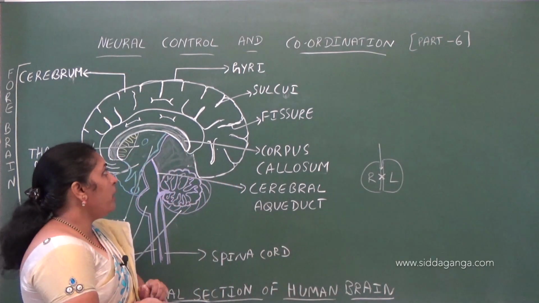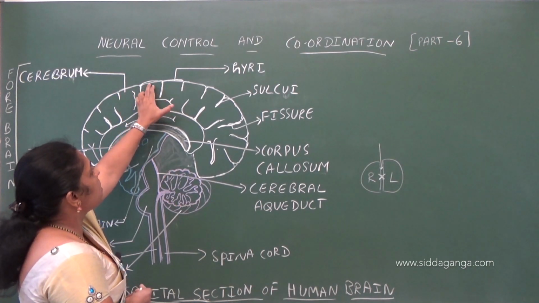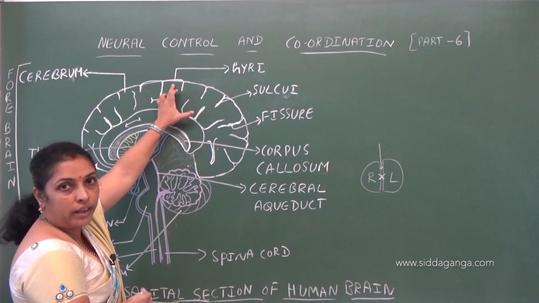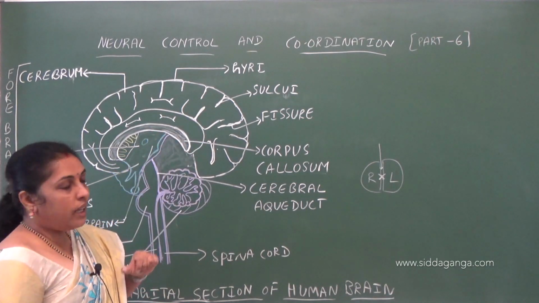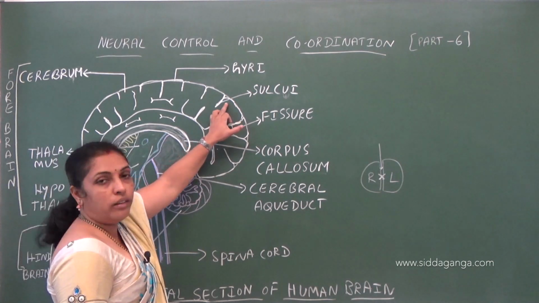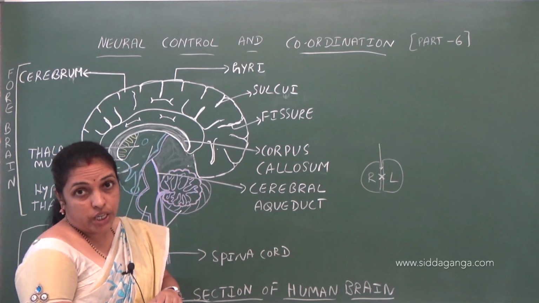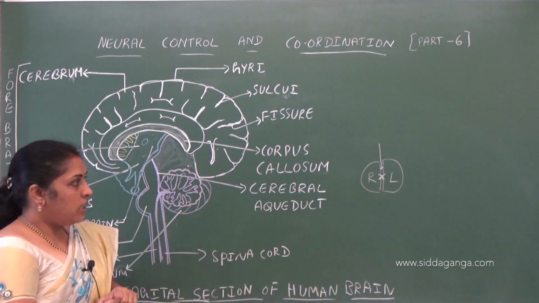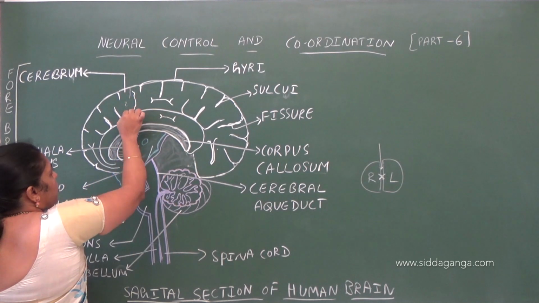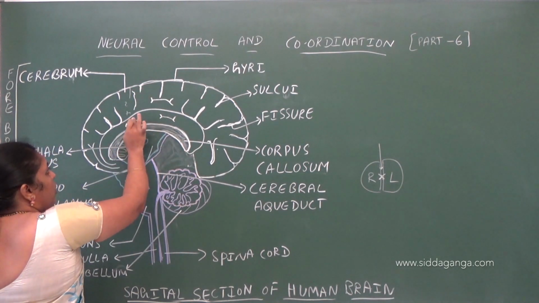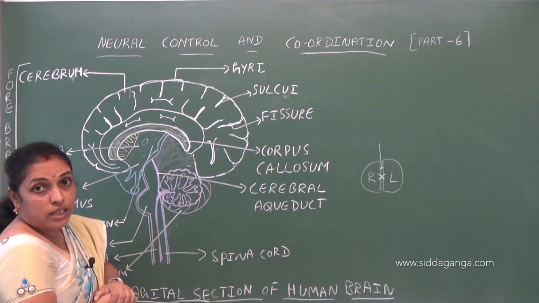This cerebrum, as we know, shows foldings. Those foldings give rise to elevated parts called gyri, and the gyri are separated from each other by fissures and sulci. If the infolding is smaller, we call it a sulcus. If the infolding is bigger, it is called a fissure. That increases the surface area of the cerebrum, and the outer 2 to 4 centimeter is called the cerebral cortex.